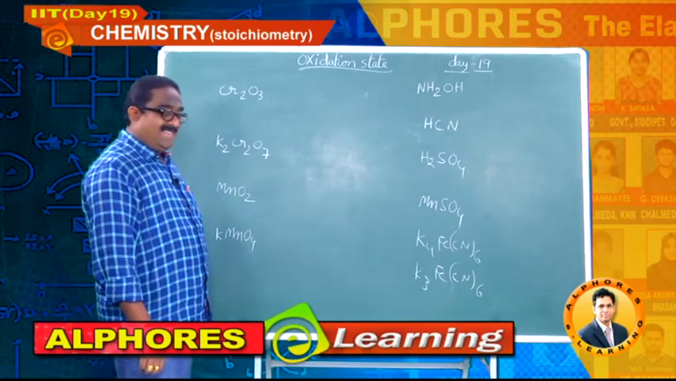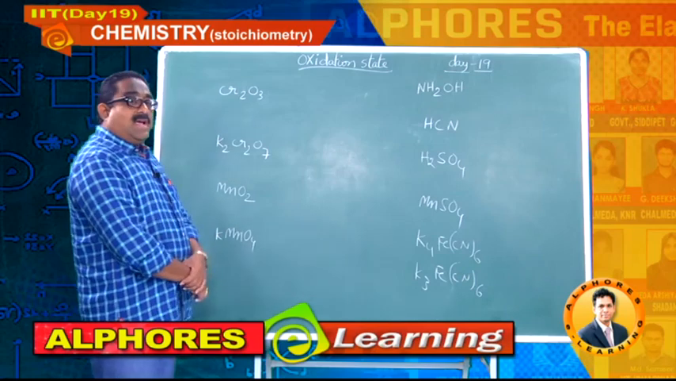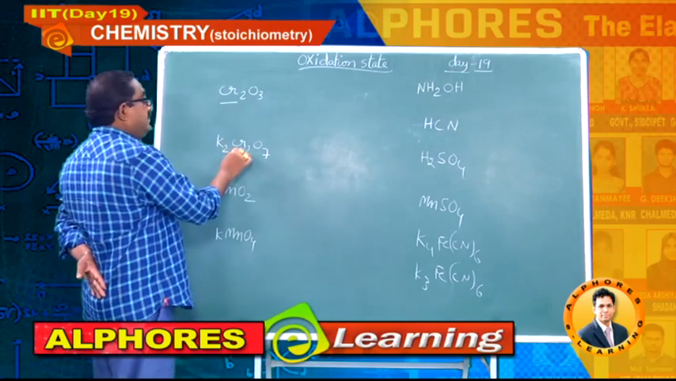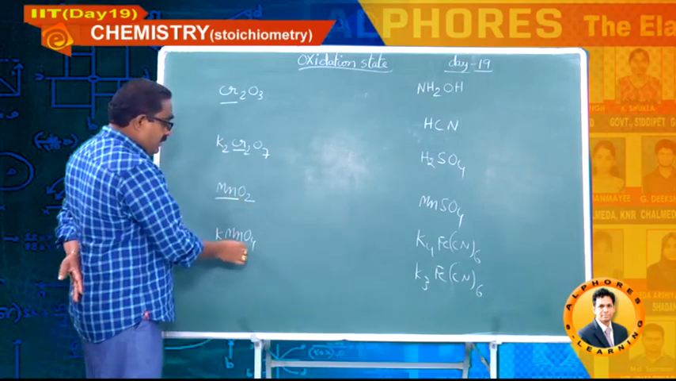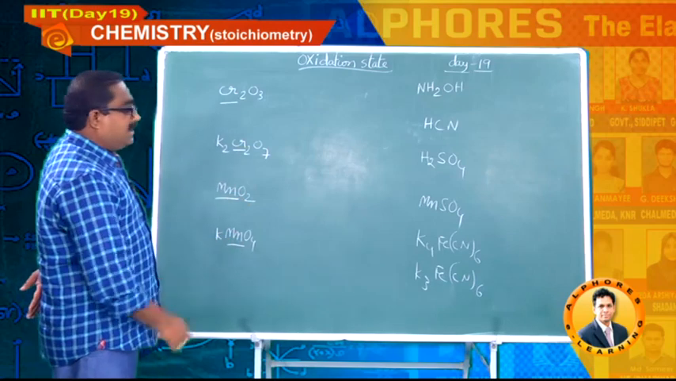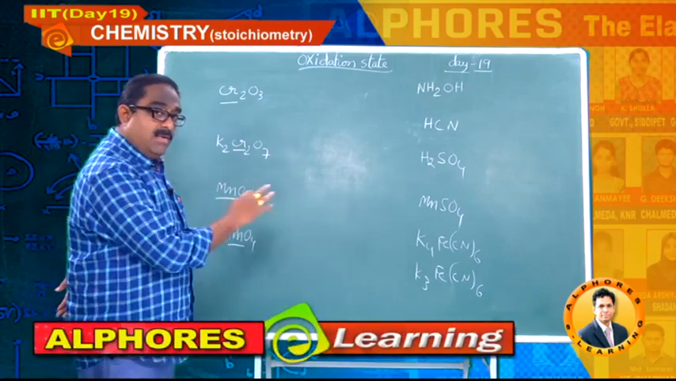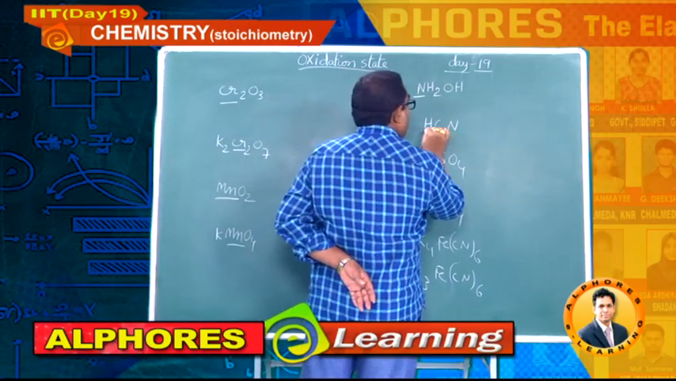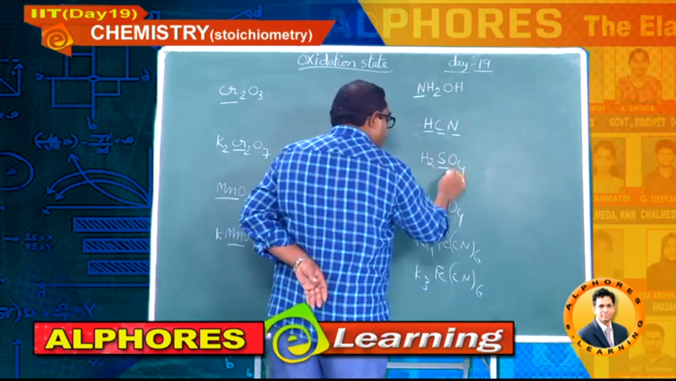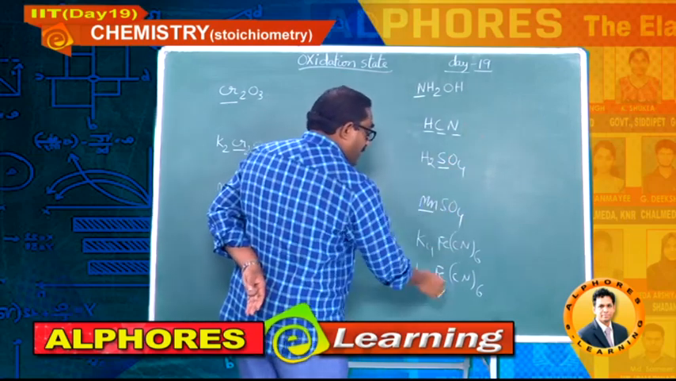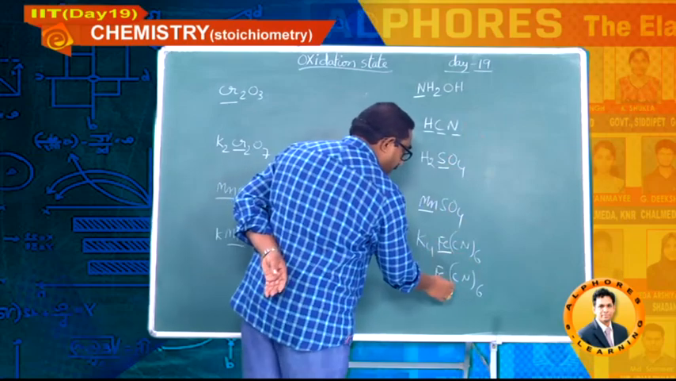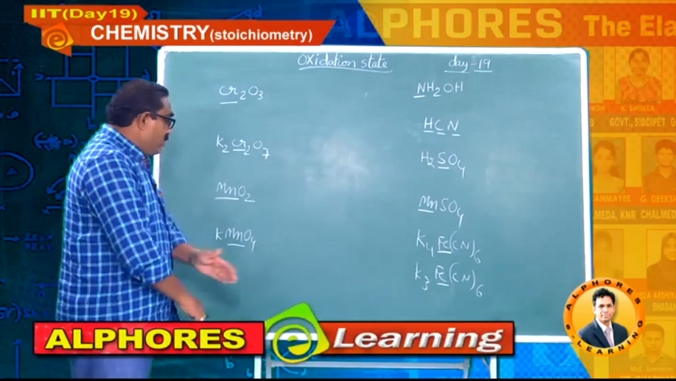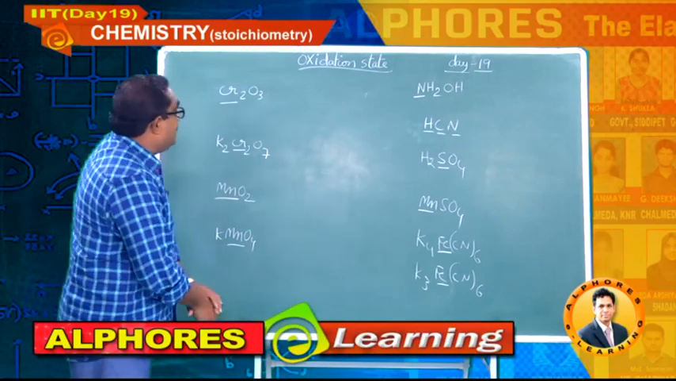Okay, students, let me solve the oxidation state of the underlined elements here: chromium, manganese, manganese. Please write down all these examples and note them down. Then I will go for calculation. Here for nitrogen, here for hydrogen, carbon and nitrogen, here for sulfur, here for manganese, here for iron and here also for iron. Please note this down and let me go through how to calculate one after another.